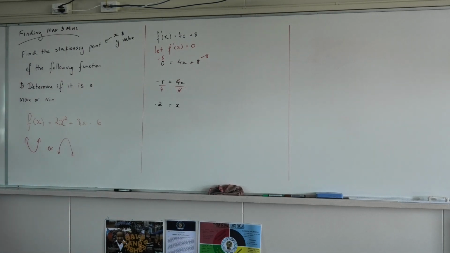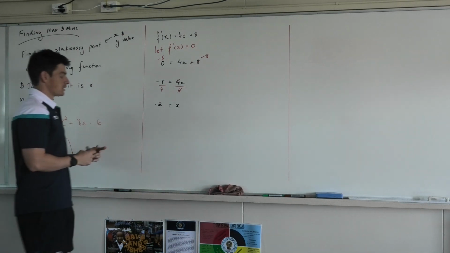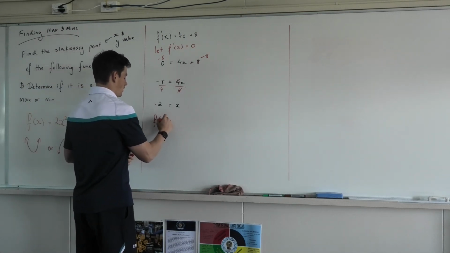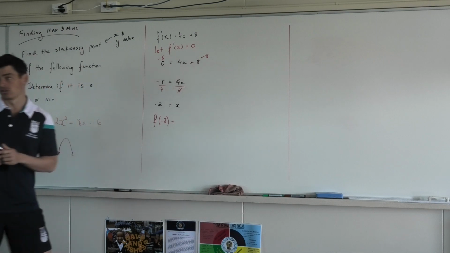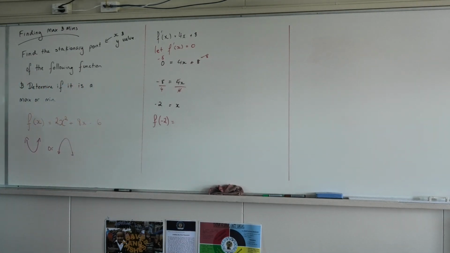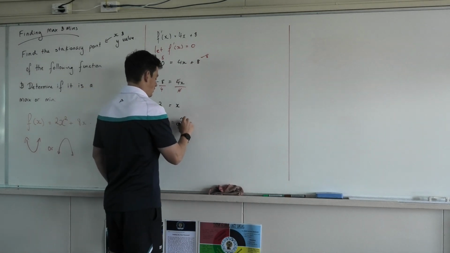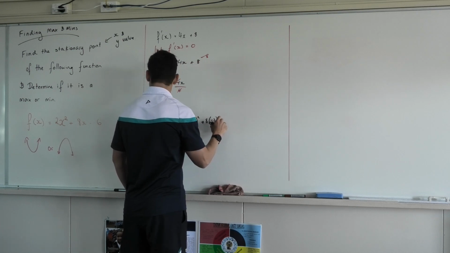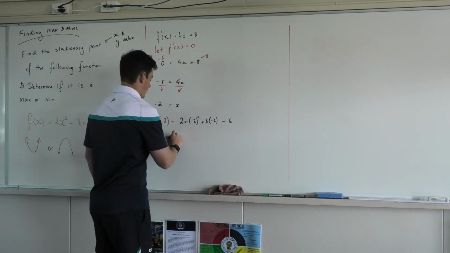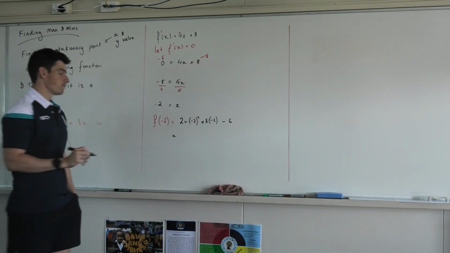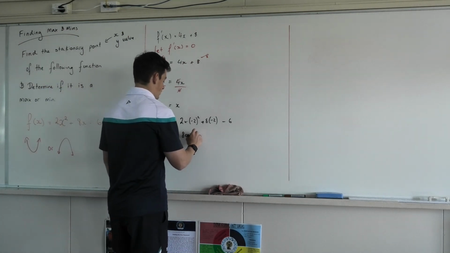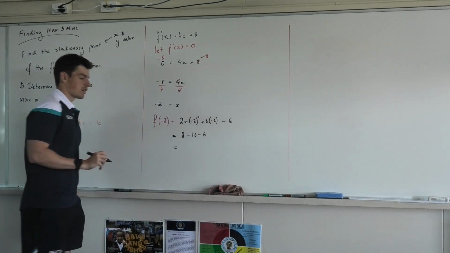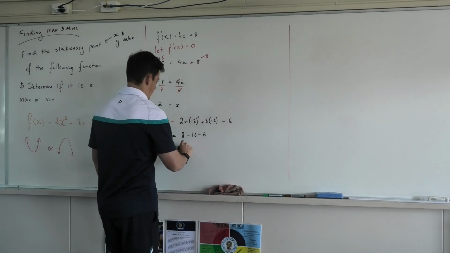What would you like me to do first? Determine the y value or determine whether it's a max or a min? Y value? How do I find the y value? Substitute x equals -2 into my function, my original function, not my derivative function. So I've got 2 times -2 squared plus 8 times -2 minus 6. What's -2 squared? Times 2. 8 minus 16 minus 6, which equals -8 minus 6, which equals -14.